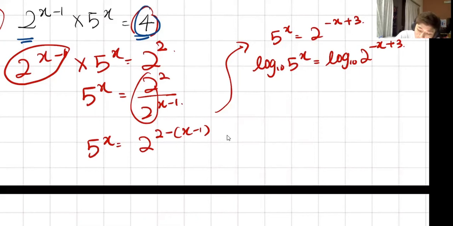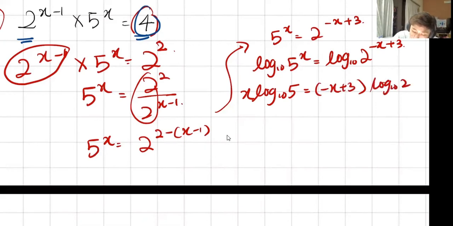So now we move on. We do what we can, okay? Log 10 of 5 to the power of x, the x I bring forward to become x times log base 10 of 5, is equal to, bring this power down, similarly according to the law of logarithm, I'll get minus x plus 3 times log base 10 of 2. Okay, I try to group the x together first. Because as I told you many times, when an x is in front, you can just treat it as normal multiplication.